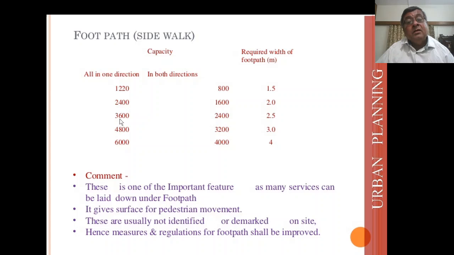For 3600 people walking in one direction and 2400 people walking in both the directions, the width should be 2.5 meters. For 4800 people walking in one direction and for 3200 people walking in both the directions, the width of the footpath should be 3 meter. And for 6000 people walking in one direction or 4000 people walking in both the directions, the minimum width of footpath should be 4 meter.